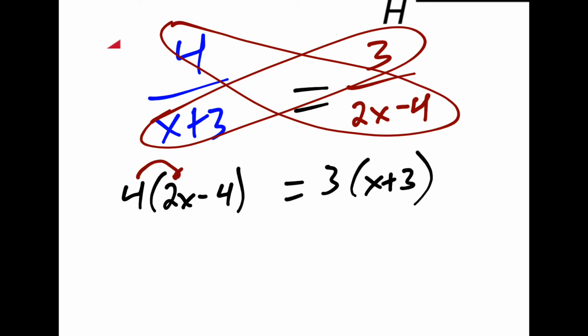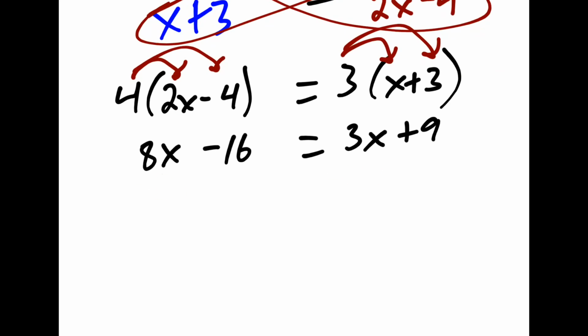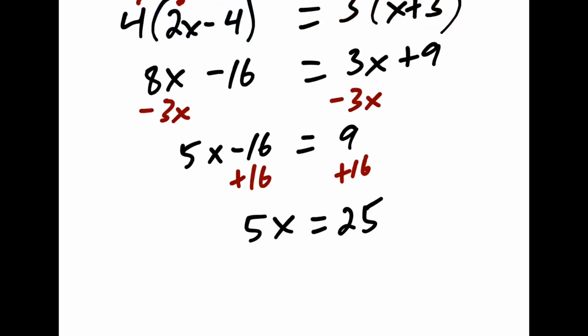So the 4 will be multiplied by everything inside the parentheses, and the same with the 3. That's the most common mistake. We forget to multiply the 4 by the second term, for example. So let's move 3x over, add 16 to both sides, divide by 5, and x is equal to 5 in this problem.